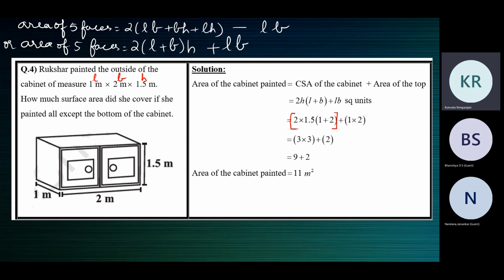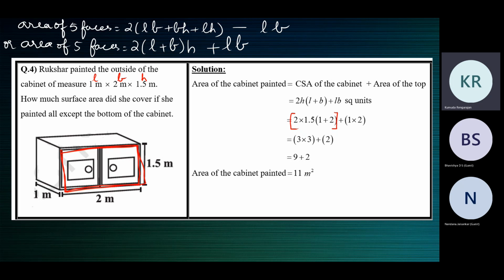Now, children, because there are 2 doors, don't get confused. This full thing is 1 face only. Don't think there are 2 doors, so it will be 7 faces. No, this is 1 face. So 5 faces are painted. How can you find the area of 5 faces? Either area of 4 faces plus area of 1 face, or you can find area of all the 6 faces minus the area of 1 face. You should find the area of 5 faces.